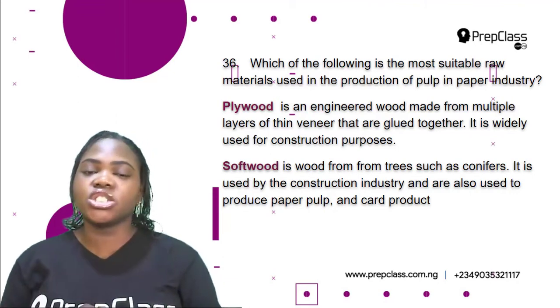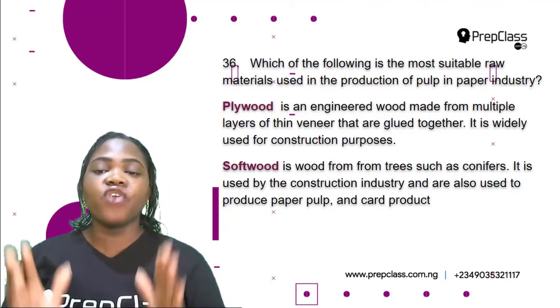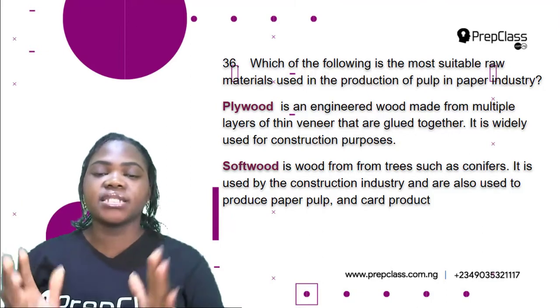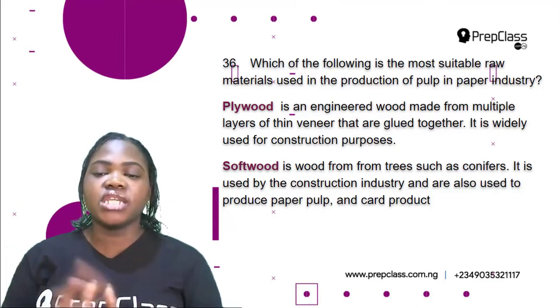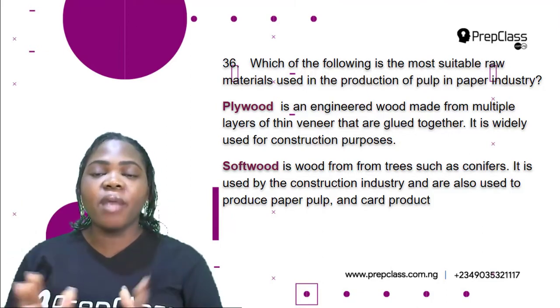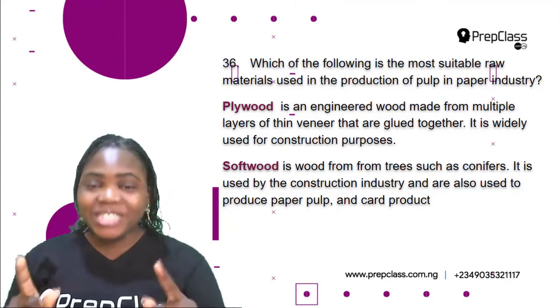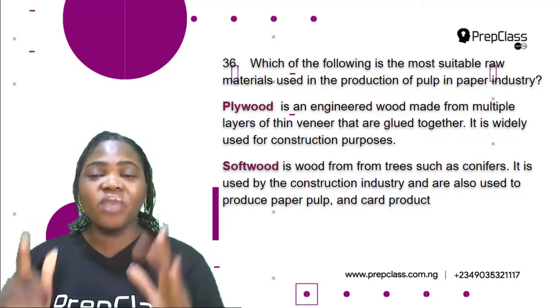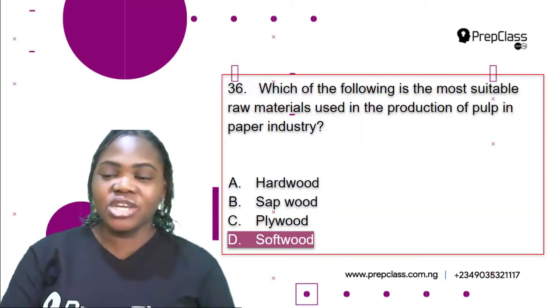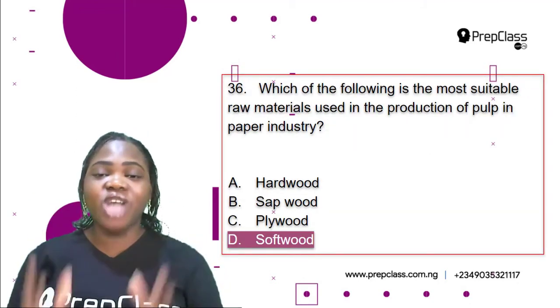Then the last option is softwood. Softwood is wood from trees such as conifers. It is used by the construction industry and is used to produce paper pulp and card products. So you can see that softwood is suitable in the production of pulp in paper industry. So the correct option is D, softwood.